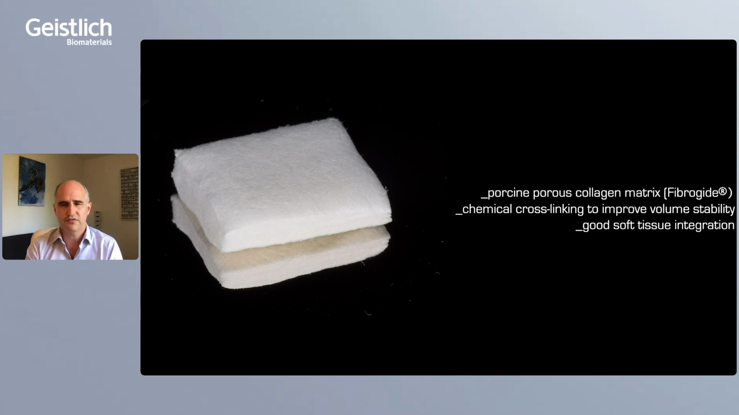Well, of course, Fibro-Gide seems to be the way to go in this context, because this is a material which at the same time has a very nice soft tissue integration because of the collagen, but also because of the chemical cross-linking. It improves the volume stability and gives you some more volume in your soft tissue, so increases soft tissue thickness and soft tissue height. And this is perfect for the maintenance of your bone levels around dental implants.